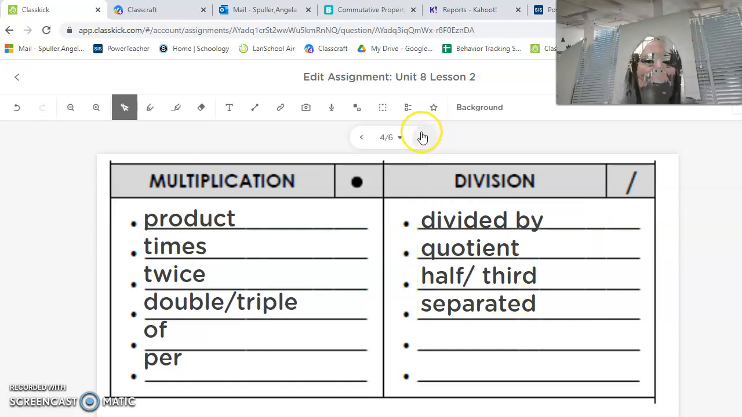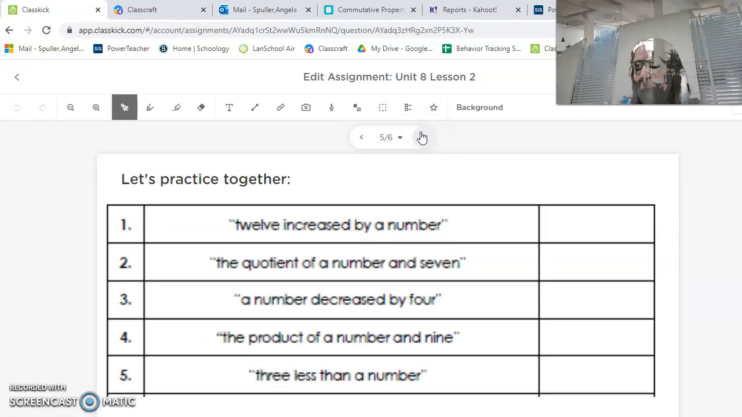All right, now that you have these all in your notes, let's practice using them. So we have 12 increased by a number. Now, in the next lesson, we'll write this out. But right now, all I want you to do for lesson 2 is to decide if it's addition, subtraction, multiplication, or division. Okay? So increase, if we're increasing something, we are adding it.